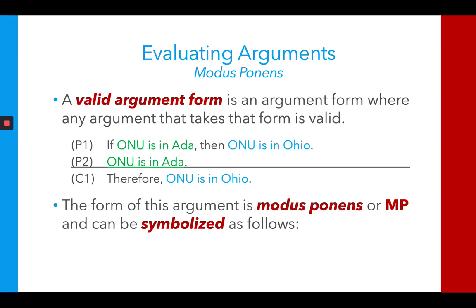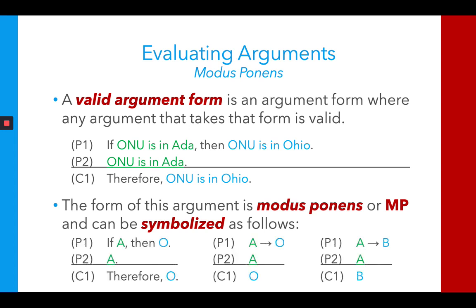When we look at how we might symbolize the argument as a whole, there are a few different ways to symbolize it. The first one, on the left over here, we're going to look at separately. Notice that there's this if-then claim. It's a conditional claim. If A, Ohio U is in Ada, I'm going to symbolize that proposition with just an A. Then Ohio U is in Ohio, then O.